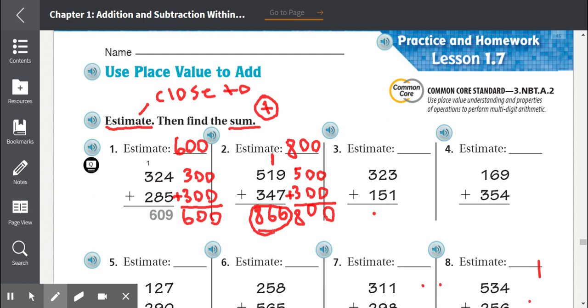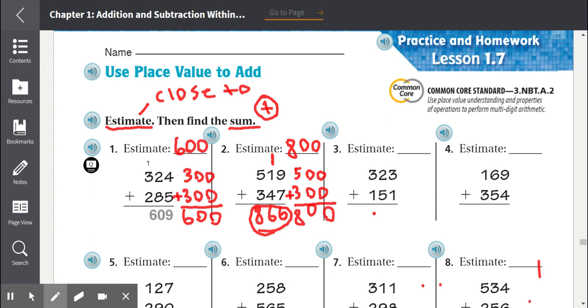First, we added the ones, then we added the tens, then we add the hundreds. When we add, we always start from the back. First the ones place, then the tens place, then the hundreds place.